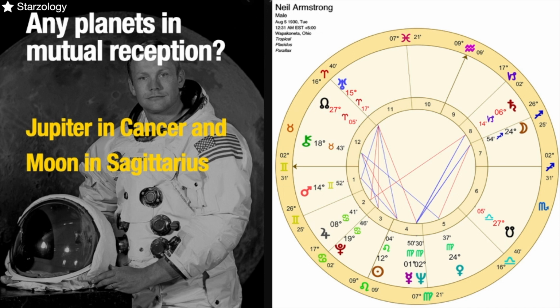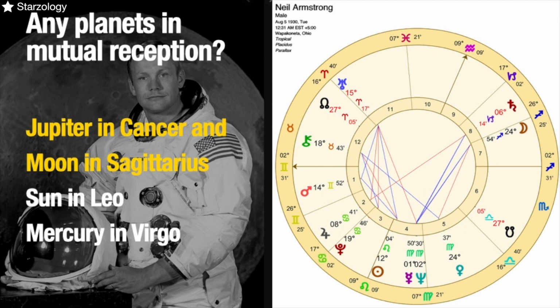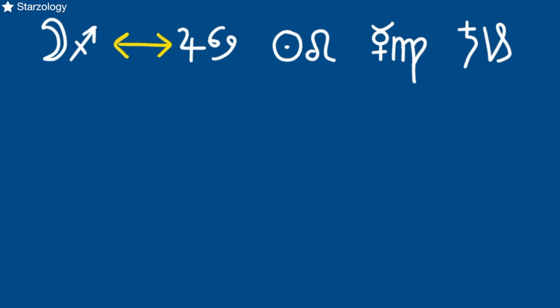But then I'm also going to go back to my first question. Are there any planets in rulership? And yes, the Sun is in Leo, and Mercury is in Virgo, and Saturn is in Capricorn. So those 3 are also going to be top line planets alongside the mutual reception pair. So let's look how that would come out. So on our top line, we have the Moon in Sagittarius and Jupiter in Cancer. That's the mutual reception. Then we have the 3 planets in rulership. The Sun is in Leo, Mercury is in Virgo, and Saturn is in Capricorn. So all 5 planets go on the top line. They're all top red line planets for him.